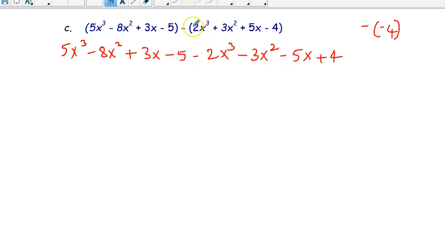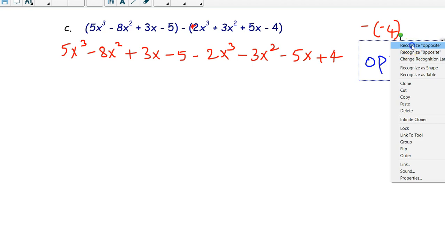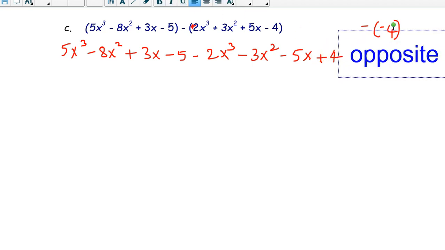See this 2x cube, by default here we have a positive sign. It is a positive 2x cube. That's why it became minus. Plus 3x square became minus 3x square. Plus 5x, change it to minus 5x. Minus 4, change it to plus 4. We just have to write the opposites. We write the opposite signs of all the second terms. Then group the like terms together.